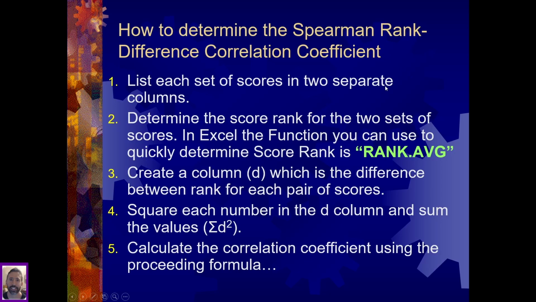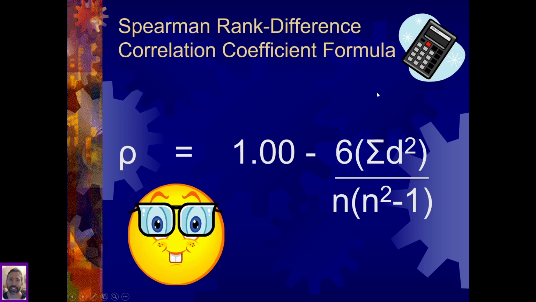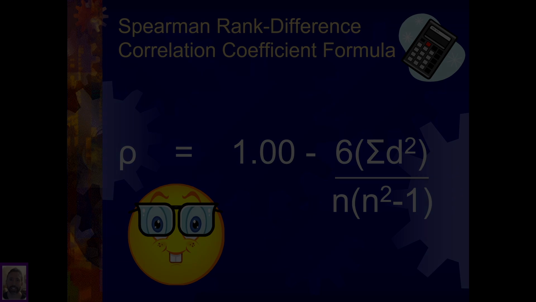I know it sounds like a lot, but it's not that bad. We're going to use Excel to make our lives a little bit easier. So again, this is the formula that we are using. It uses the Greek letter rho, and that is going to represent a Spearman rank difference correlation coefficient. All right, so let's take a look.